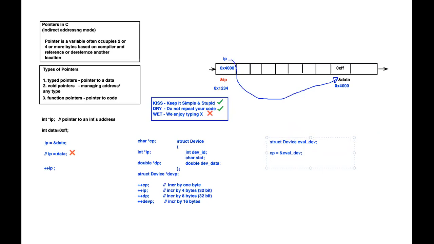So is it correct? No, because it's not correct. I'm doing a bad program. I'm using a character pointer and I'm simply pointing it to a structure, point device data, right? Yes. IP is also wrong. DP will also be wrong.